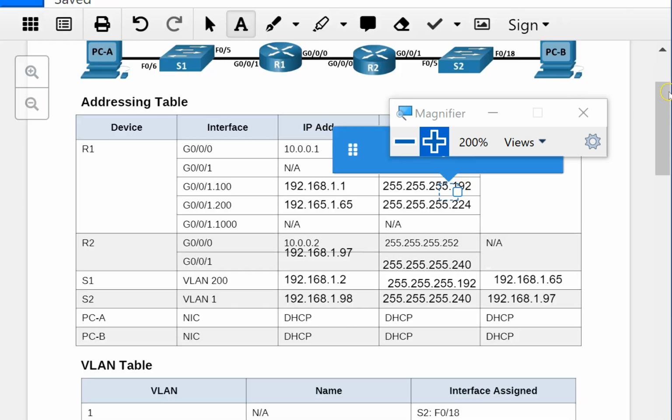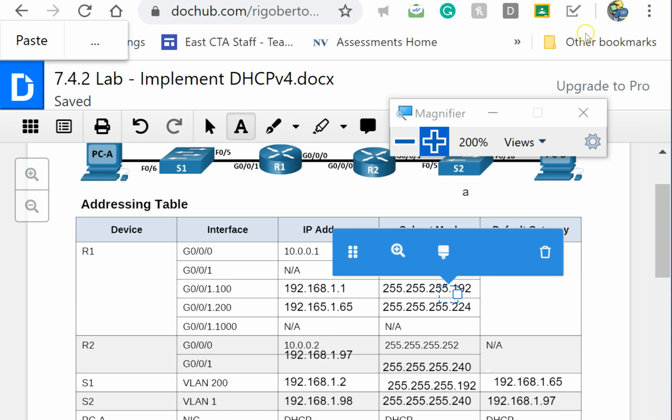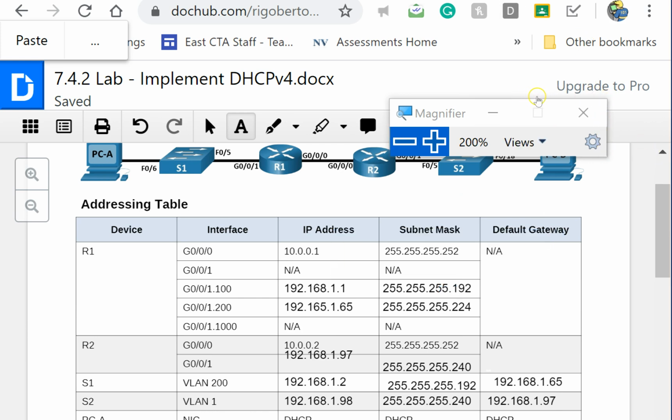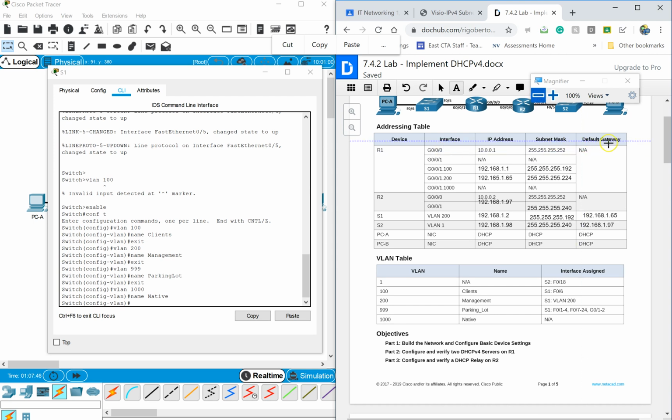All right, so let's, no, I don't want to close that. But I do want to get rid of this. Thank you, Doc Hub, for being so kind and generous to me. Let's zoom out really quick. So when we've done our VLANs, let's see what else they want us to do.